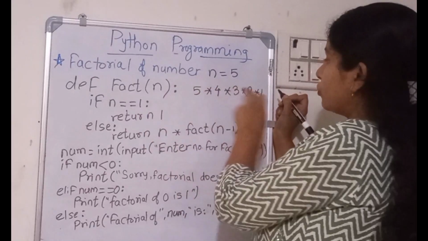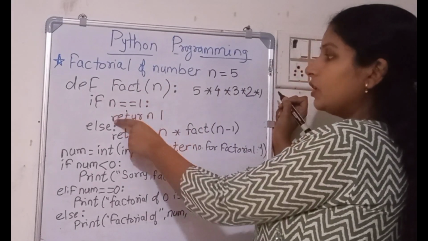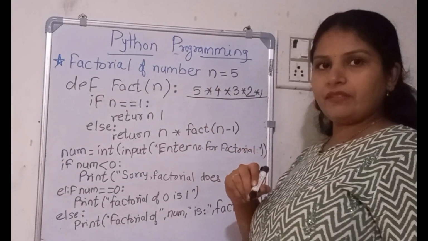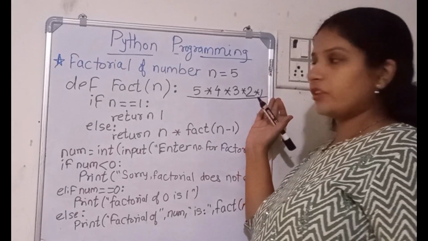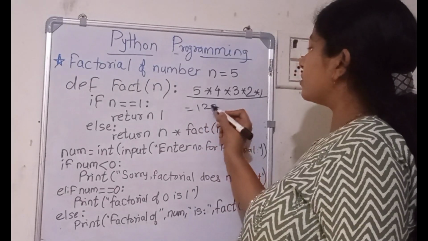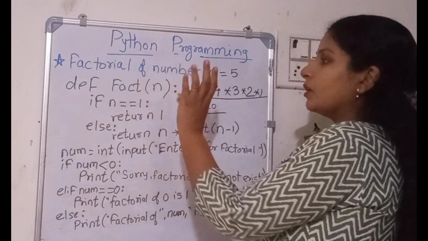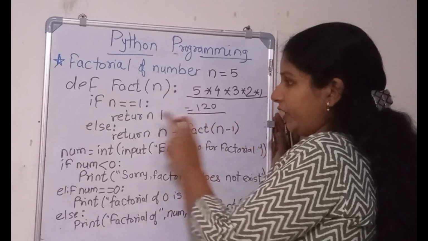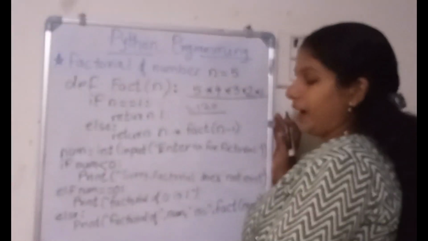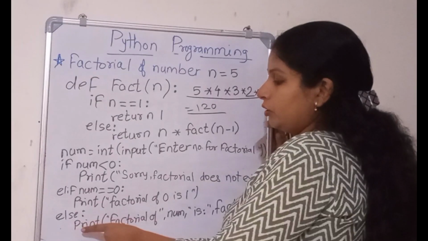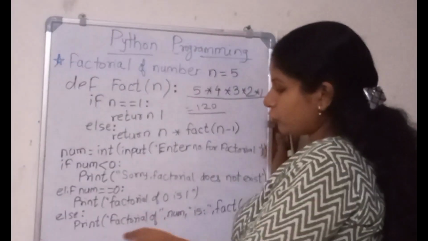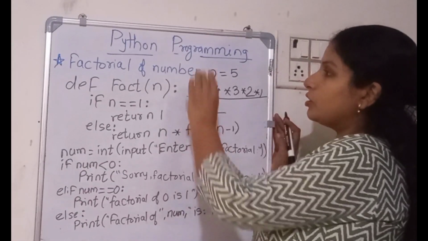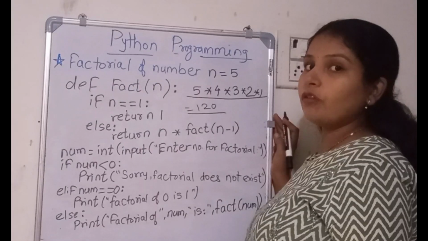this condition will be true because your n is 1 now. So n equal to 1. You are returning 1, so 1 will be returned. And this is the value you are having. Now just perform the multiplication and your value is 120. So your result will be this 120. The whole 120 will be returned to your main program, and in the output window you are just displaying the message factorial of 5 is 120, right? So this is the factorial of a number.